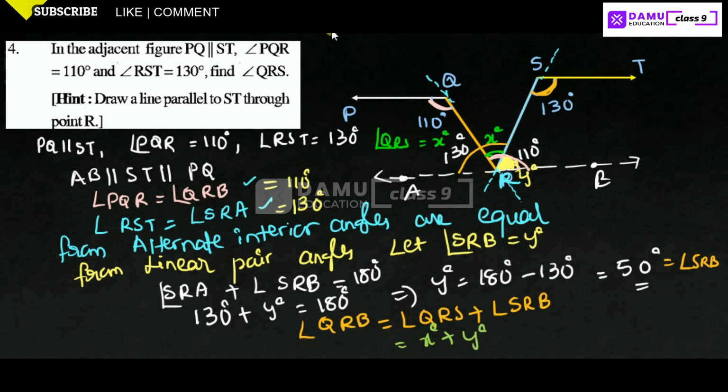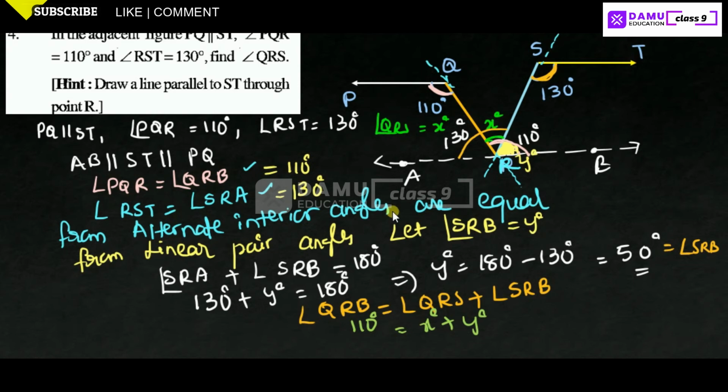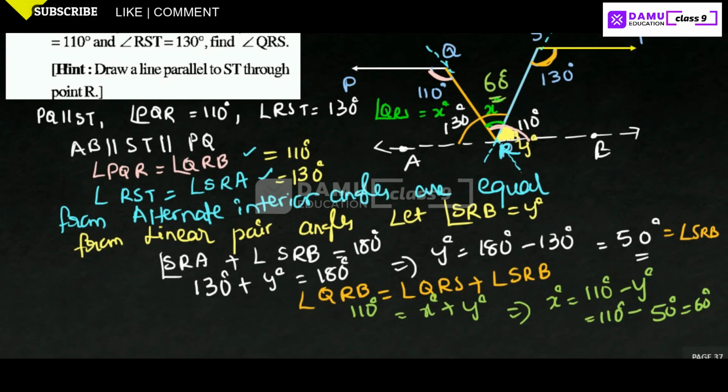We calculated that angle QRB is equal to 110 degrees. So 110 degrees, then x degrees will be equal to 110 degrees minus y degrees. 110 degrees minus 50 degrees is equal to 60 degrees. So we calculated 60 degrees like that. Therefore angle QRS will be equal to 60 degrees. Like this we need to calculate.